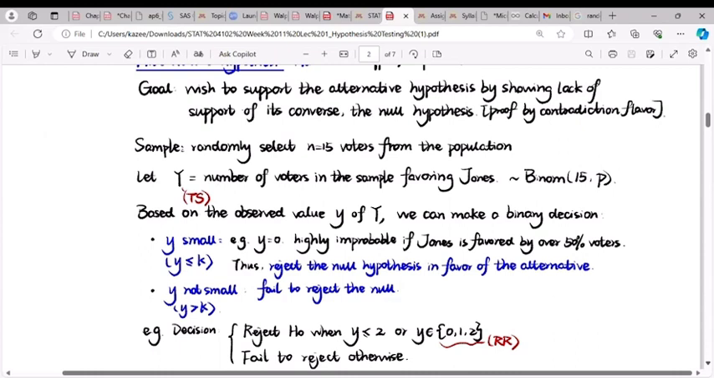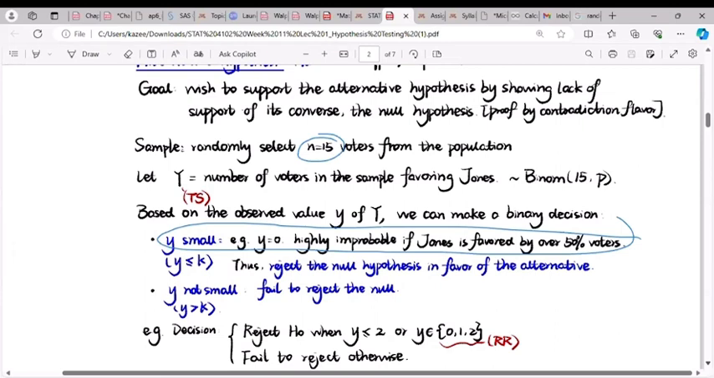Now, based on the observed value of y, we actually want to make a decision. I need you to take a look at this. Out of 15, let's say for instance y is very small, for instance y equal to 0. Maybe out of 15, we just have a few of them that will vote for Jones, which is going to make y very small, right?